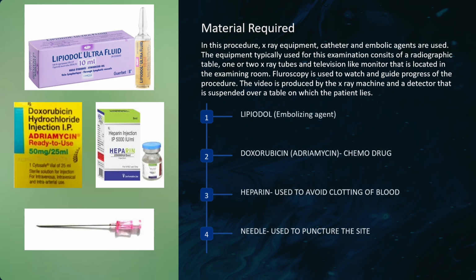Fluoroscopy is used to watch and guide the progress of the procedure, and the video is produced by the X-ray machine and the detector that is suspended over a table on which the patient lies. So the materials required are the X-ray tube, catheter as well as the embolytic agent.